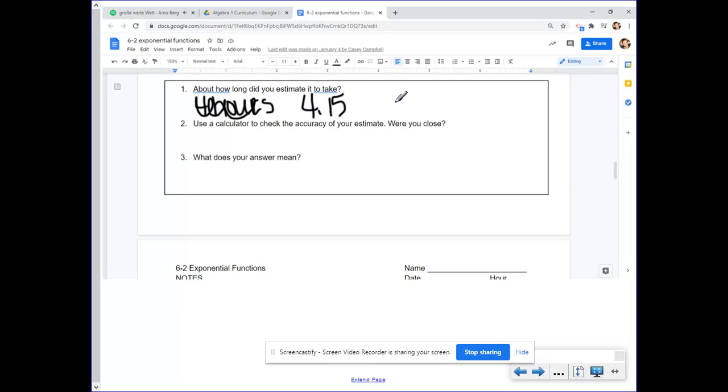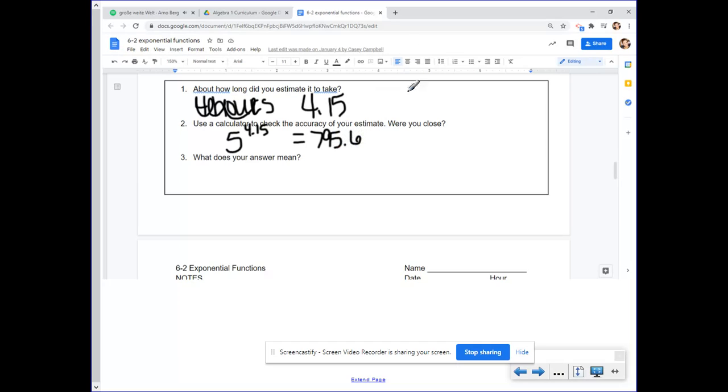4.15. So then if you're trying to check that, you're going to take 5 and you're going to raise it to that power. So if I chose 4.15, I'm going to get my calculator, type in a 5, and then caret 4.15. That's almost 800. That's 795.6.